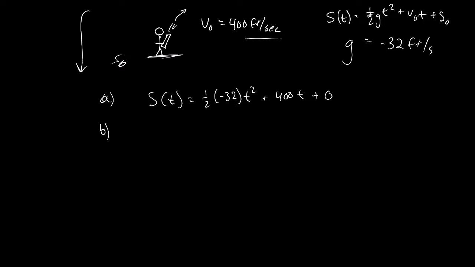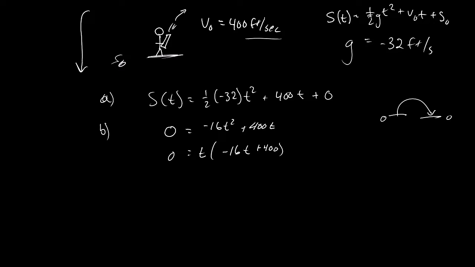So B, find the time duration. So find the time at which and the velocity at which it hits the ground. So it says find the time when it hits the ground. Well, when it hits the ground, we know the final position is going to be 0 because if you start on the ground and it hits the ground, then it's 0. So 0 equals negative 16 t squared plus 400 t. And then we just need to solve for t. So 0 is equal to, we can factor one of these guys out. And we have either t is equal to 0, or we have 16t is equal to 400.